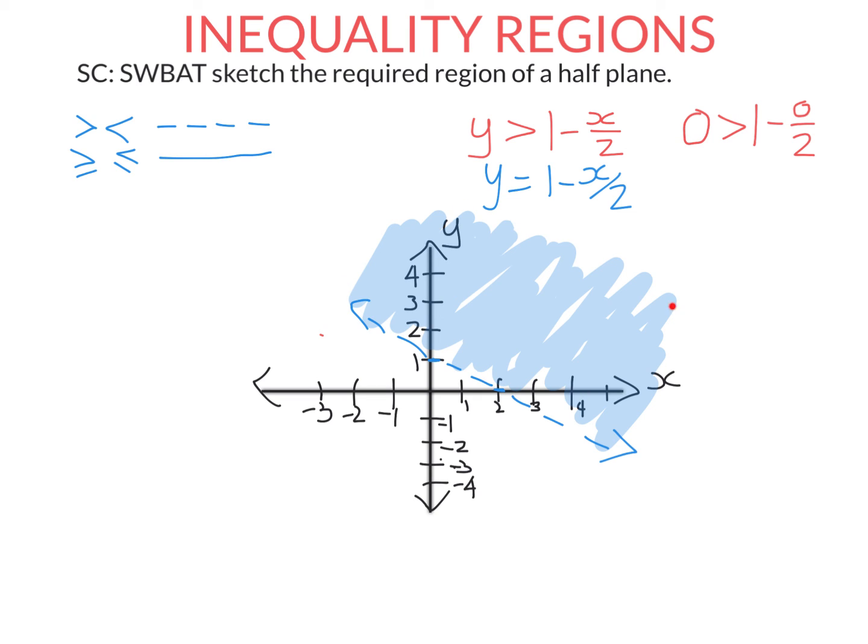So if you pick any point in this region, for example, this is the point 0, 2. If I substitute 0, 2 into this inequality, it would give me a true statement because 2 is greater than 1 minus 0 over 2. That's a true statement. Any point in here satisfies the inequality. Every point over here does not satisfy the inequality.